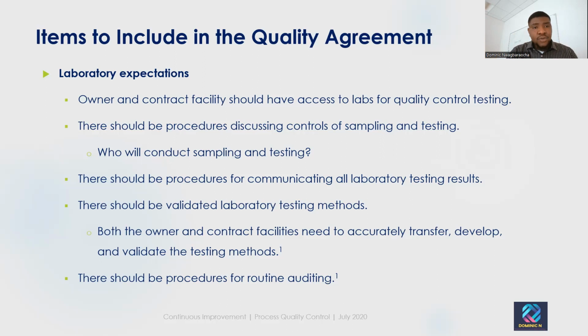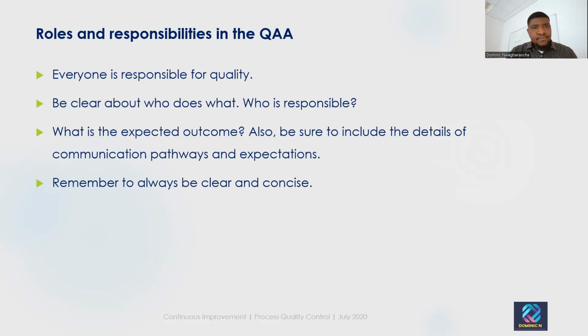Then we also talk about roles and responsibilities. Everyone is responsible for quality. It should be very clear in your QA. Be clear about who does what, who is responsible, what is the expected outcome. For example, your specification, what the liquid should look like when it's released or when it is shipped to you. Remember to always be concise and clear. Great.